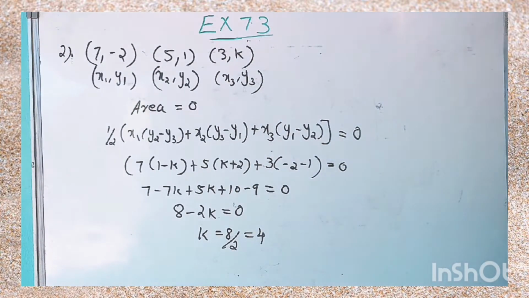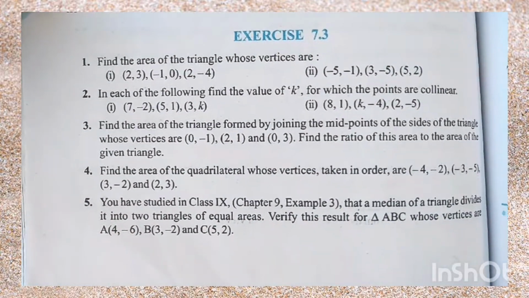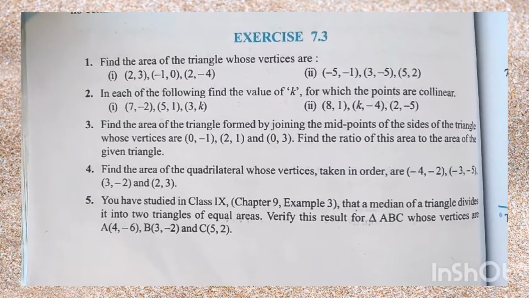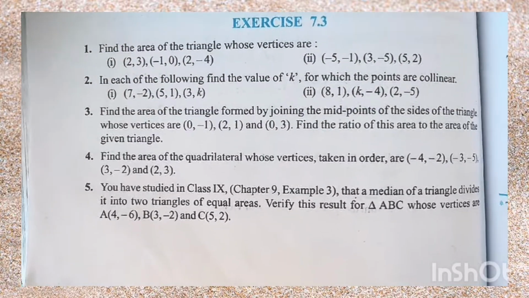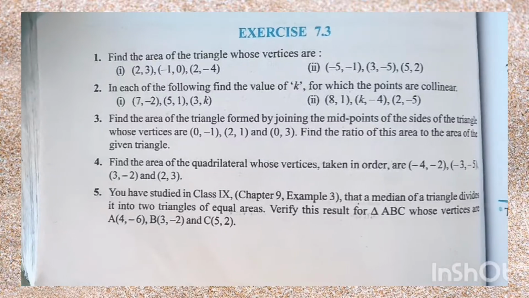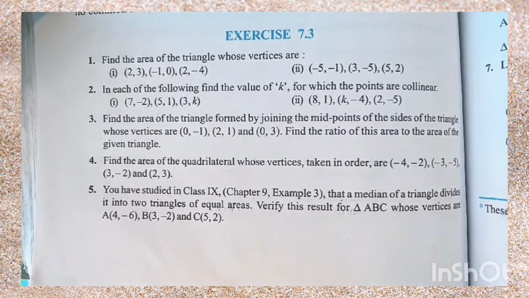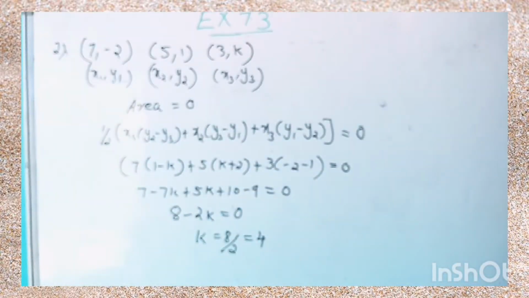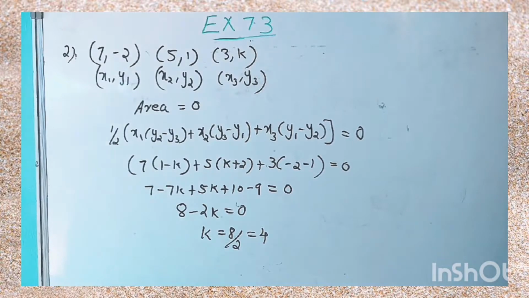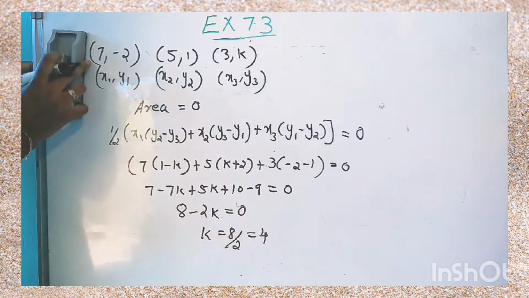Now third question. Find the area of the triangle formed by joining the midpoints of the sides of the triangle whose vertices are (0, -1), (2, 1) and (0, 3). Find the ratio of this area to the area of the given triangle. So in this problem, first we need to find the midpoints of the sides AB, BC and AC.